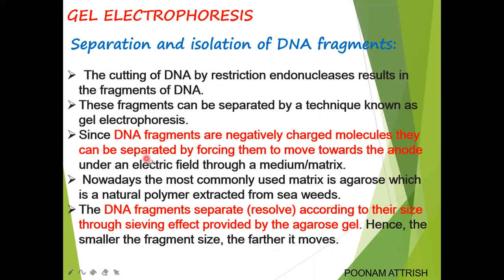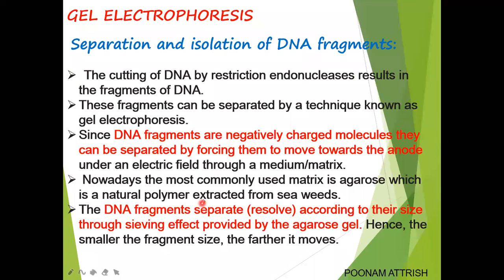The very first principle is that DNA fragments, or simply DNA, are negatively charged, right? So when we provide electrodes, positive and negative electrodes, you know that negatively charged molecules move towards the positively charged electrode, that is the anode over here. Another principle behind the gel electrophoretic machine is that we use agarose gel, which we derive from seaweeds, agar-agar, that we get from red algae, Gelidium and Gracilaria.